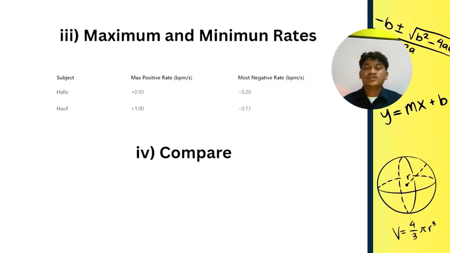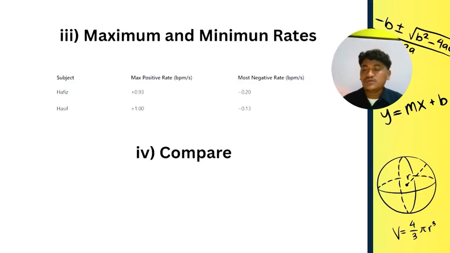This question is about the maximum and minimum rates. For the two students, the max positive rate for student A is 0.93, and for student B it is 1.00. The most negative rate of student A is negative 0.20, and for student B it is negative 0.13.